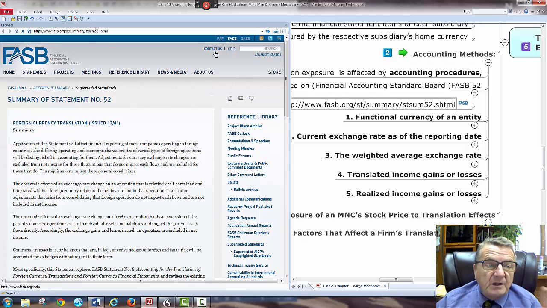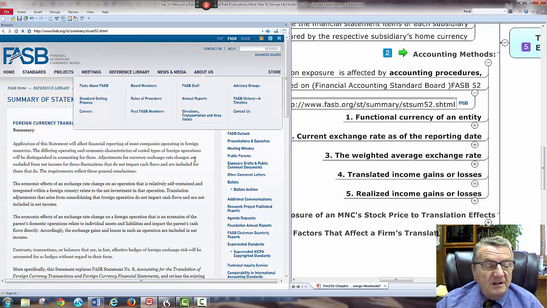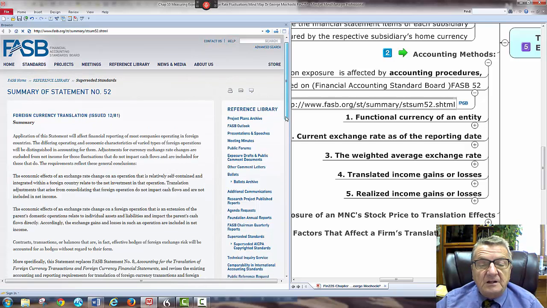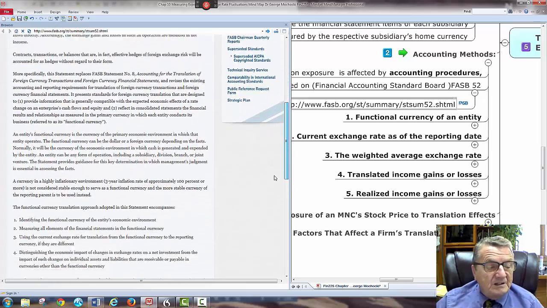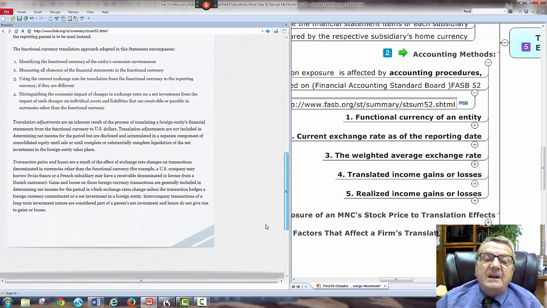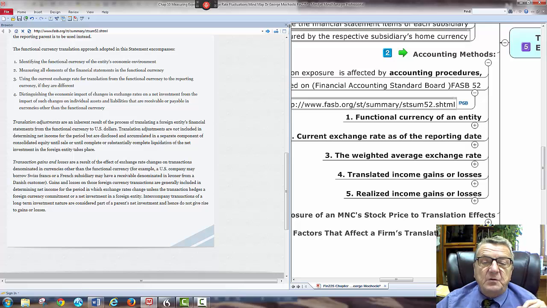Look at the site. I bring it in here. Here's the site: www.fasb.org, Financial Accounting Standards Board, slash summary, and you have the site. It gives you everything you're going to need. Look at it. It gives you information. Read it. Added information. Remember, you may need it for your paper. I know you need it for your paper, so look at that.